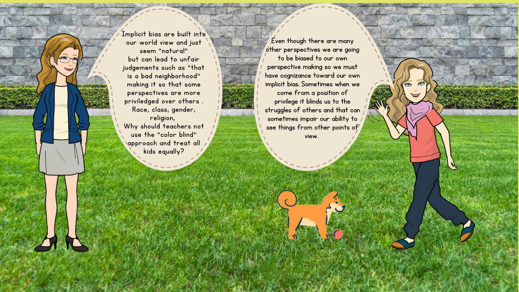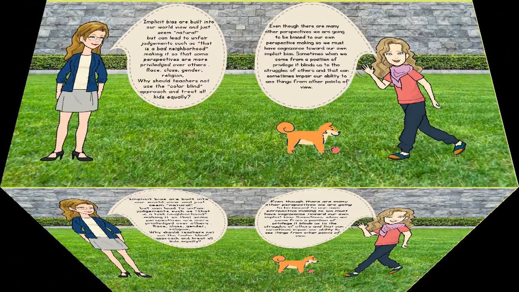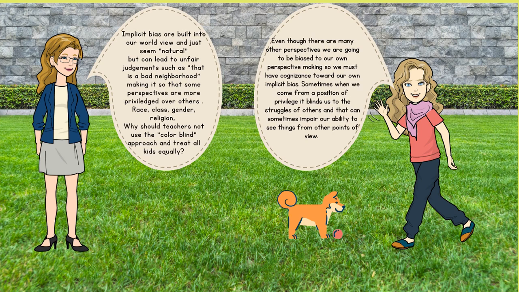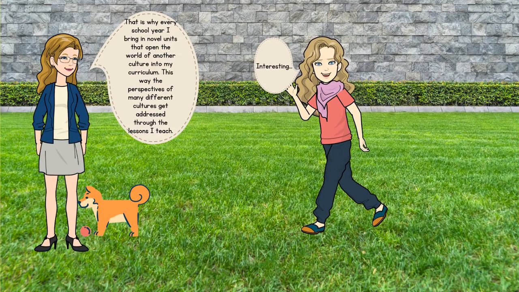Well, even though there are many perspectives, we're always going to be biased to our own perspective, making it so we must have cognizance toward our own implicit bias. Sometimes when we come from a position of privilege, it blinds us to the struggles of others, and that can sometimes impair our ability to see things from other points of view. That is why every school year I bring in novel units that open the world of another culture into my curriculum. This way, the perspectives of many different cultures get addressed in the lessons I teach.